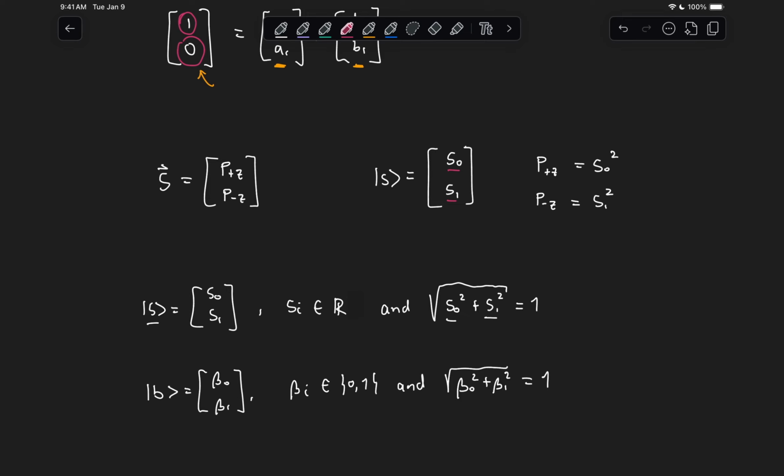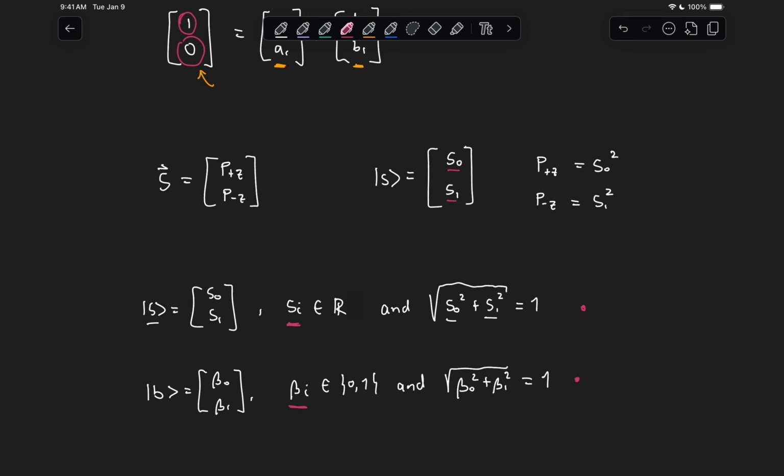So here we can see that these two are very similar to each other, but in the case of the bit, the vector values could only be 0 or 1, and in the case of this spin vector, the values of S0 and S1 are real numbers that, when we square them and add them together, must be equal to 1.